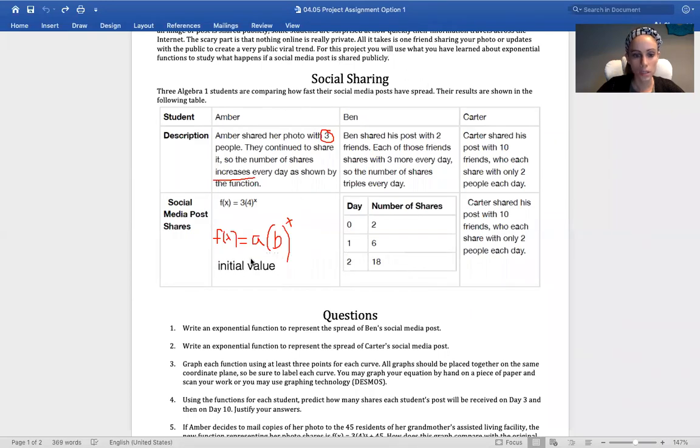Let's change our color here so it makes sense. So A is our initial value, and then B is our common ratio.